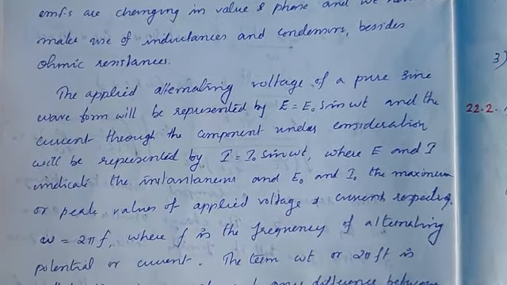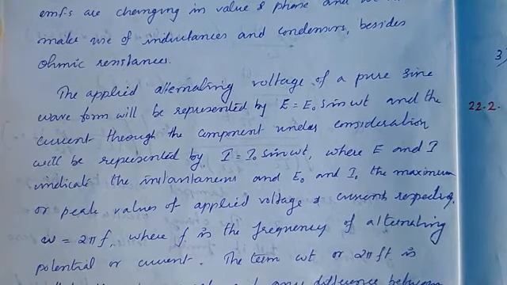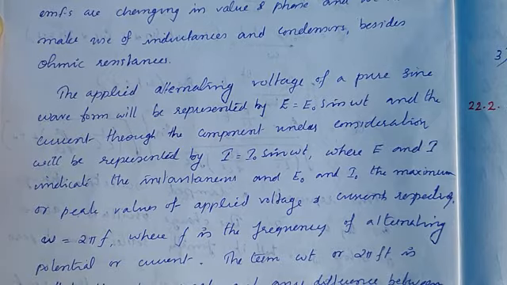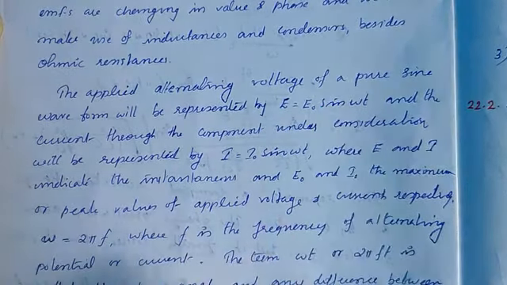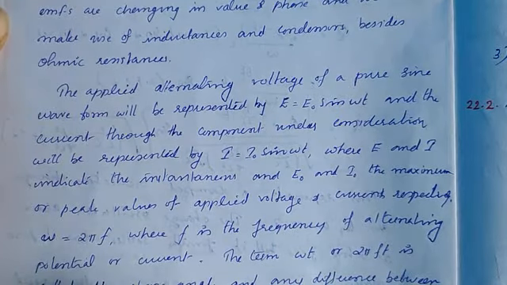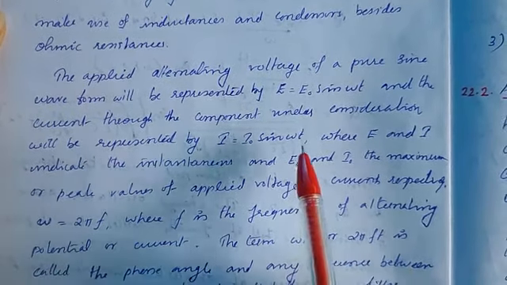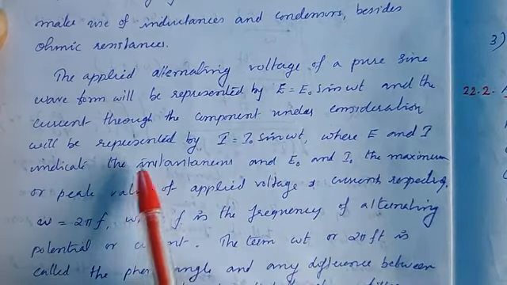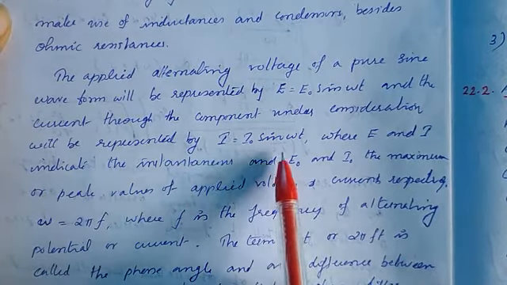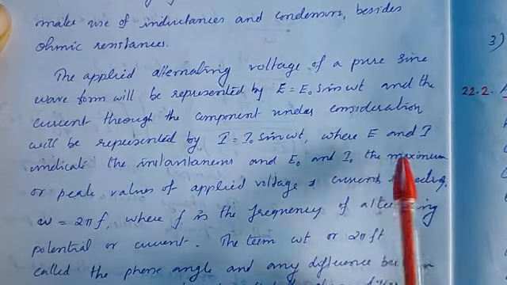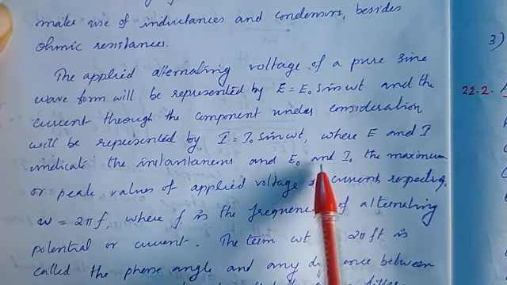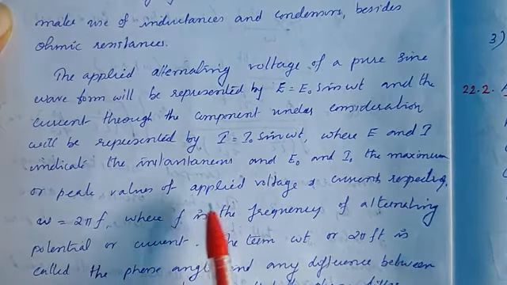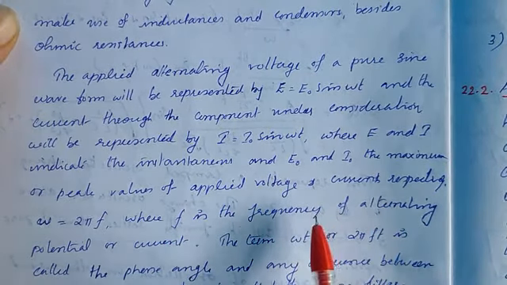The applied alternating voltage of a pure sine wave form will be represented by E equals E0 sine omega t, and the current through the component under consideration will be represented by I equals I0 sine omega t, where E and I indicate the instantaneous values and E0 and I0 the maximum or peak values of applied voltage and current respectively.